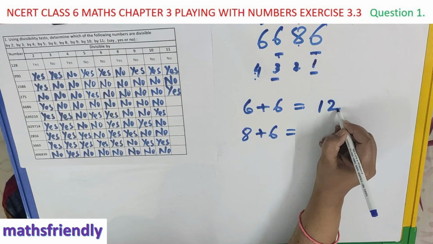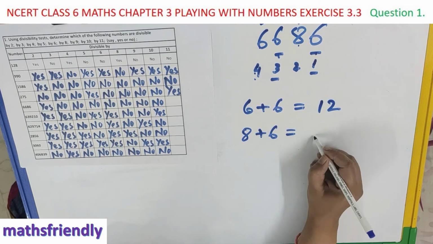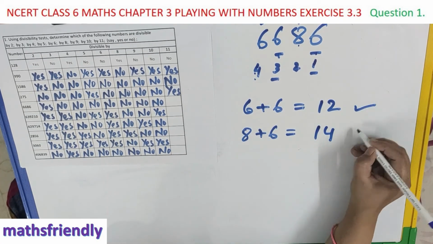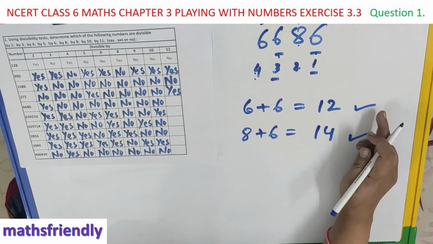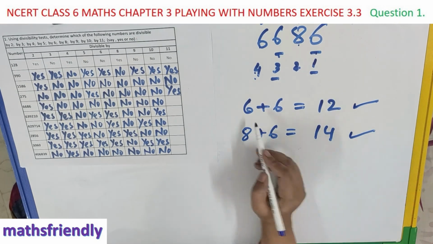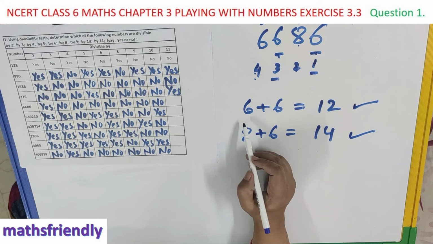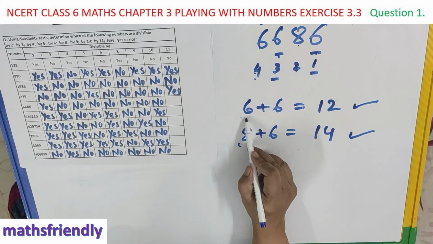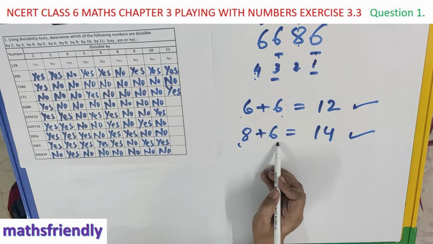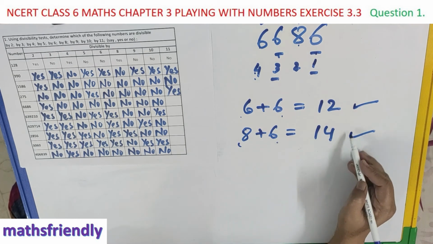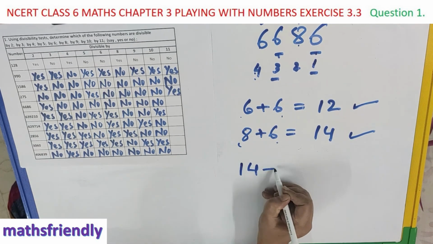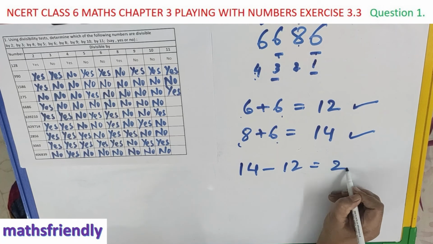So what will that be? 6 plus 6 is 12 and 8 plus 6 is 14. Now we have to find the difference of these two, the sum of the digits at odd places and the sum of the digits at even places. So what we will do? 14 minus 12 is 2.